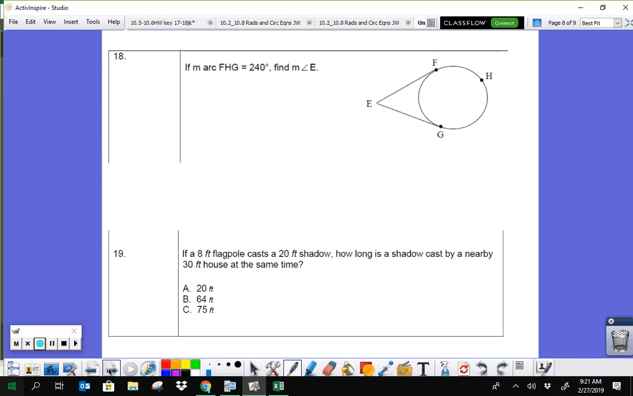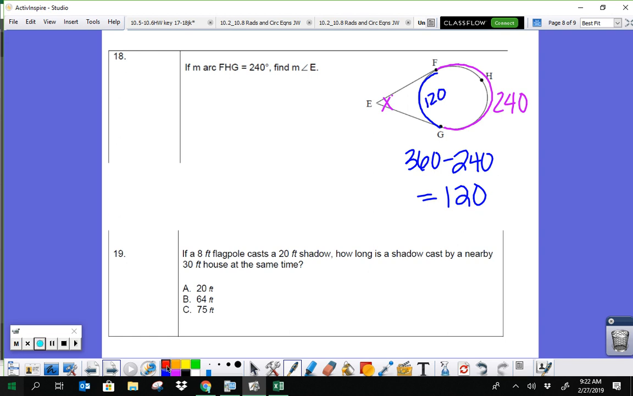Number 18, if the measure of arc FHG is 240, so this big arc here is 240, it wants me to find the measure of angle E. So what we need to do first is figure out this arc that's missing here. So I'm going to do 360 minus 240, and that's going to be 120. So this little arc here is 120.